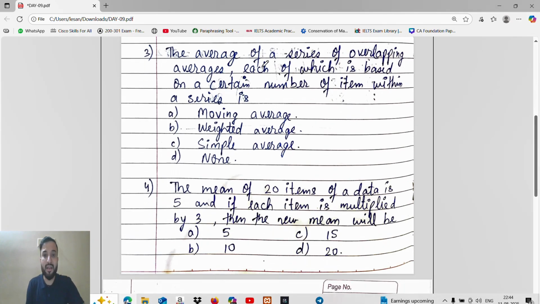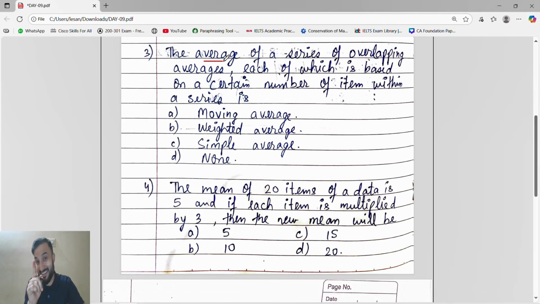Next, the average of a series. Average means what? Yes, arithmetic mean. So the average of a series of overlapping averages, guys, very simple thing, overlapping average. Overlapping means like this. See, this is overlapping, this is overlapping, this is overlapping. Each of which is based on a certain number of items within a series.